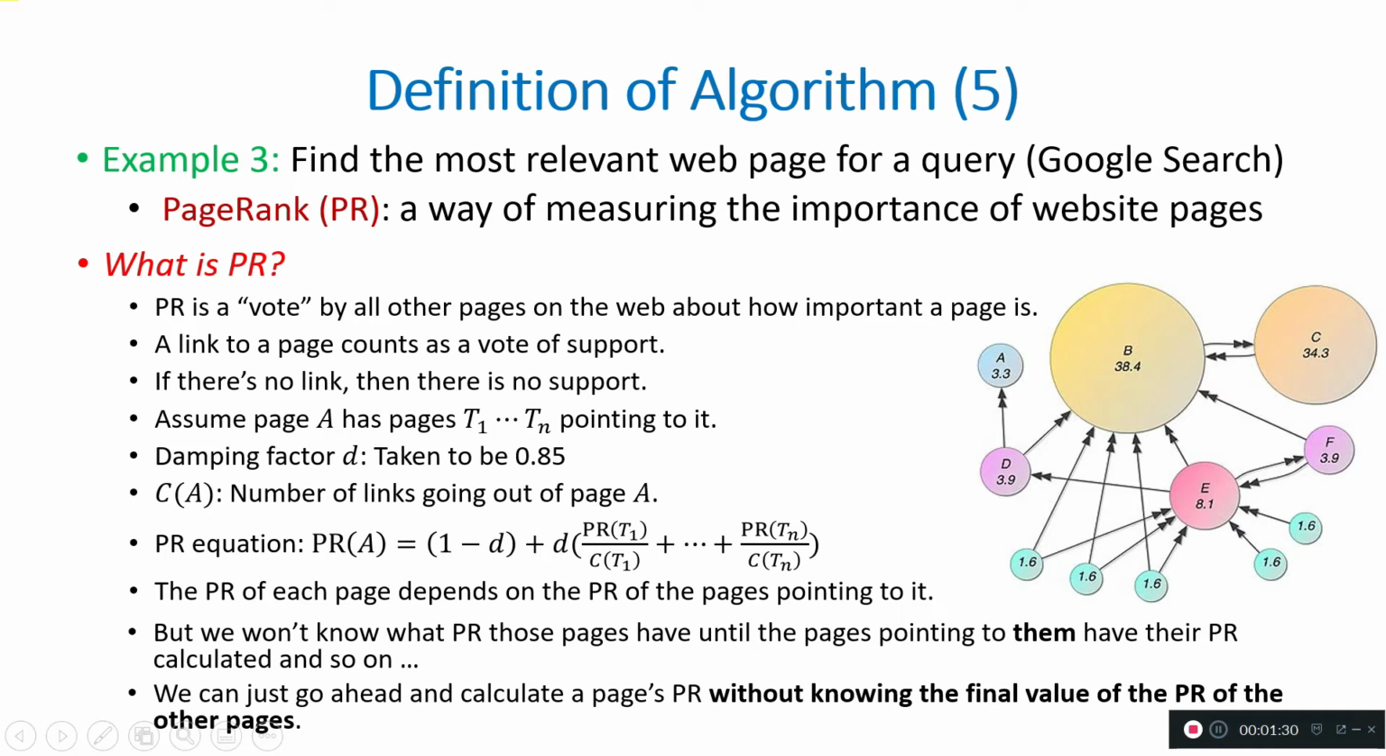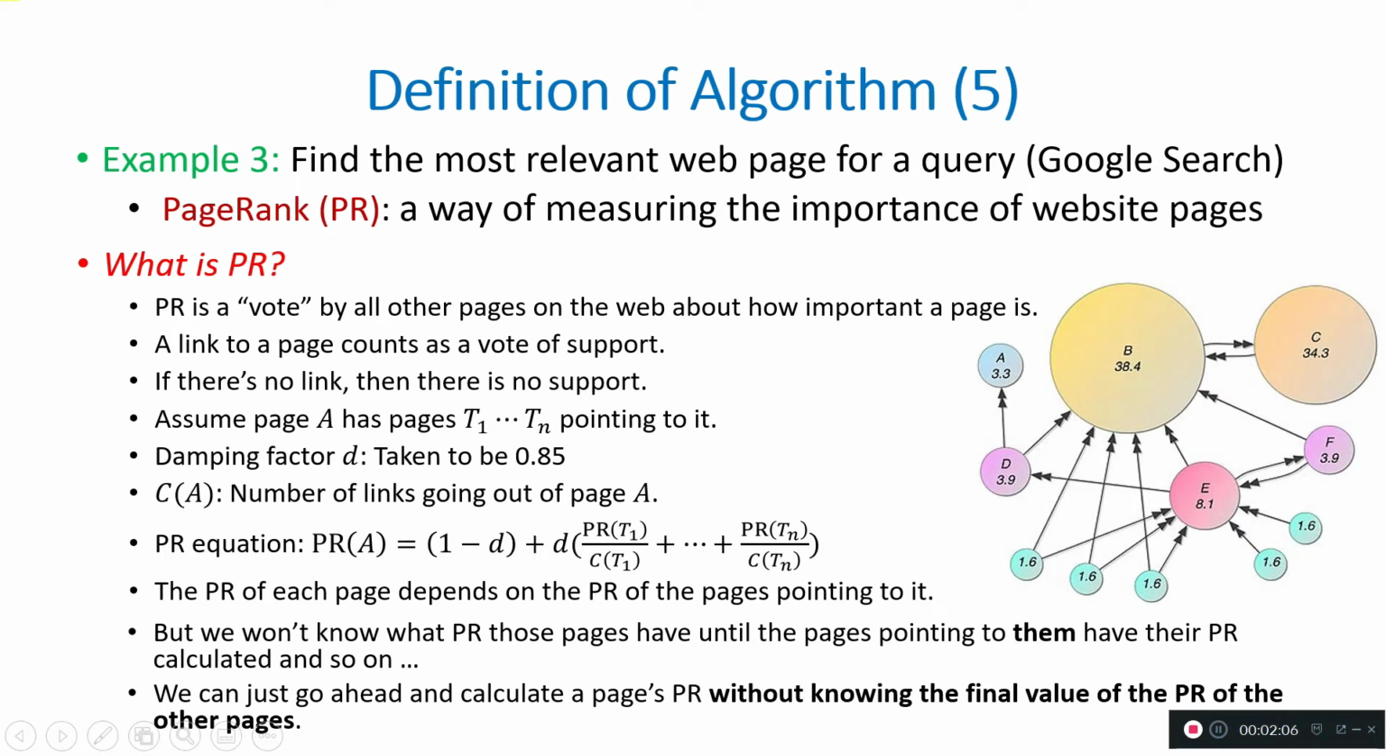Then we have C(A), which is the number of links going out of a page. For example, for page D, C(D) would be 2. There are 2 links leaving page D. Then the equation is a very simple equation, which is a weighted equation in terms of d and the page rank of each of the pages pointing to A. So the PageRank of page A would be a function of d and the page ranks of all the other pages that are pointing to A.